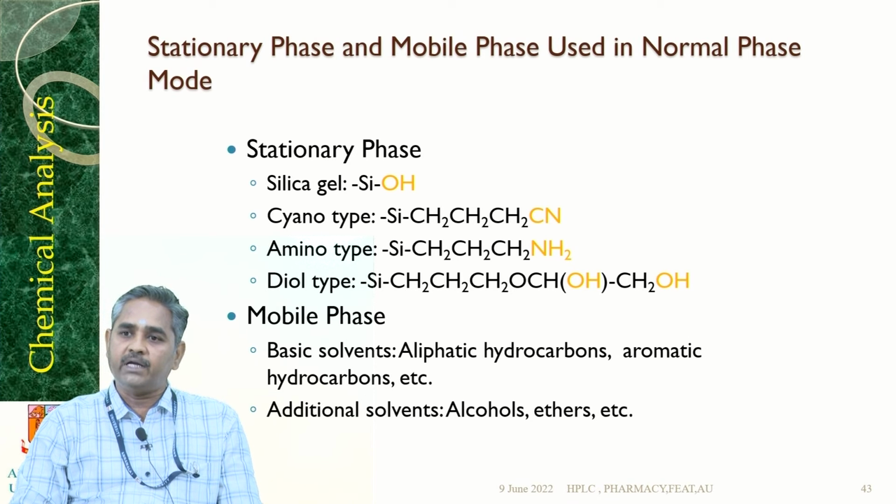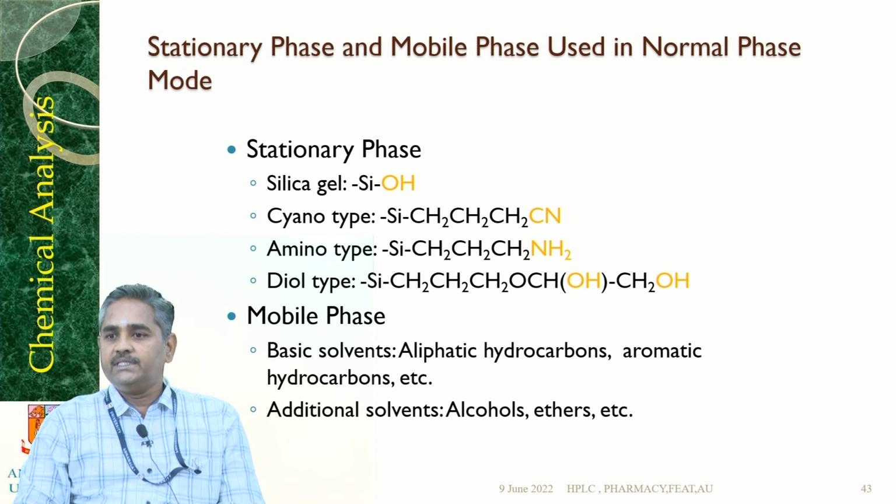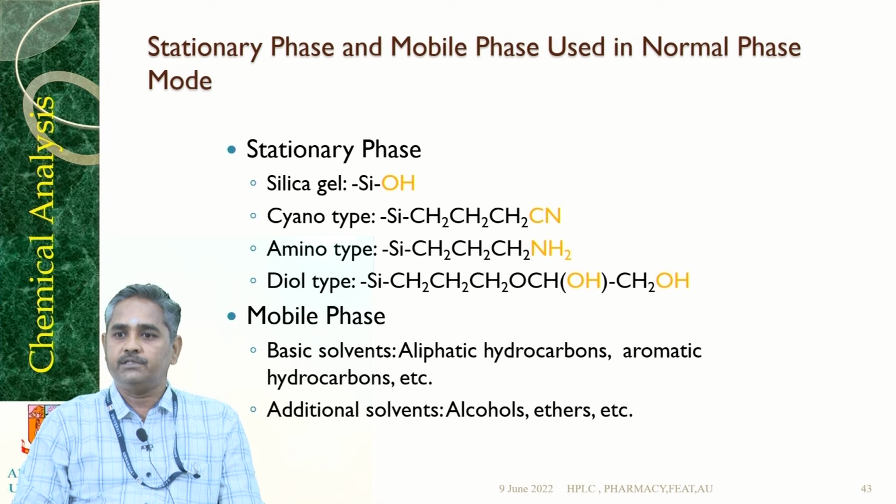These columns are comparatively costly when compared to reverse phase columns, and the solvents are also highly costly. Aliphatic hydrocarbons like hexane, aromatic hydrocarbons like benzene, and ethanol are used. Additional solvents like alcohols, ethers, etc. are also used, which should be of HPLC grade. All the solvents and mobile phases which are used in the HPLC should be of HPLC grade, and HPLC grade water should be used.